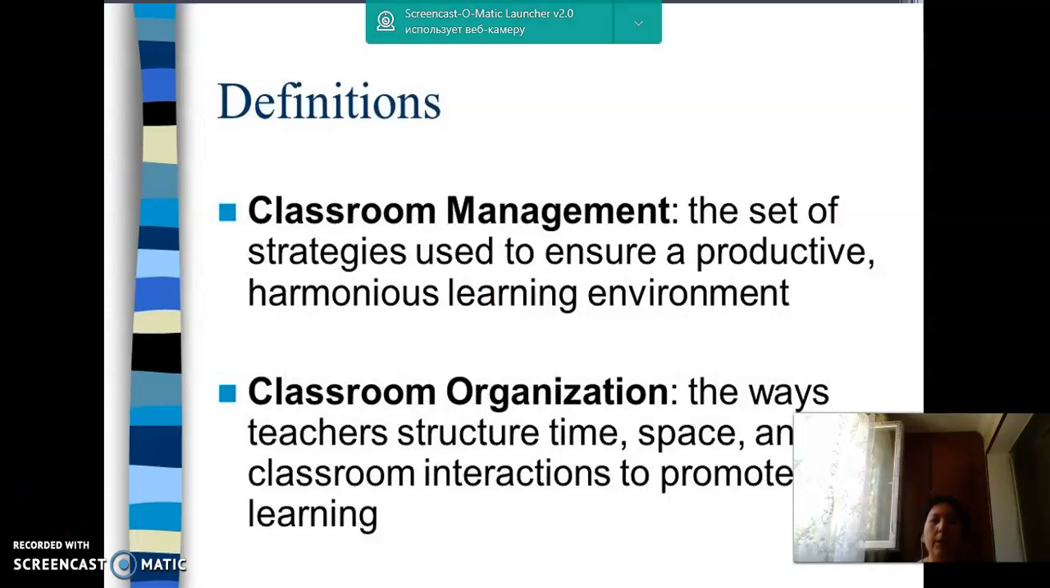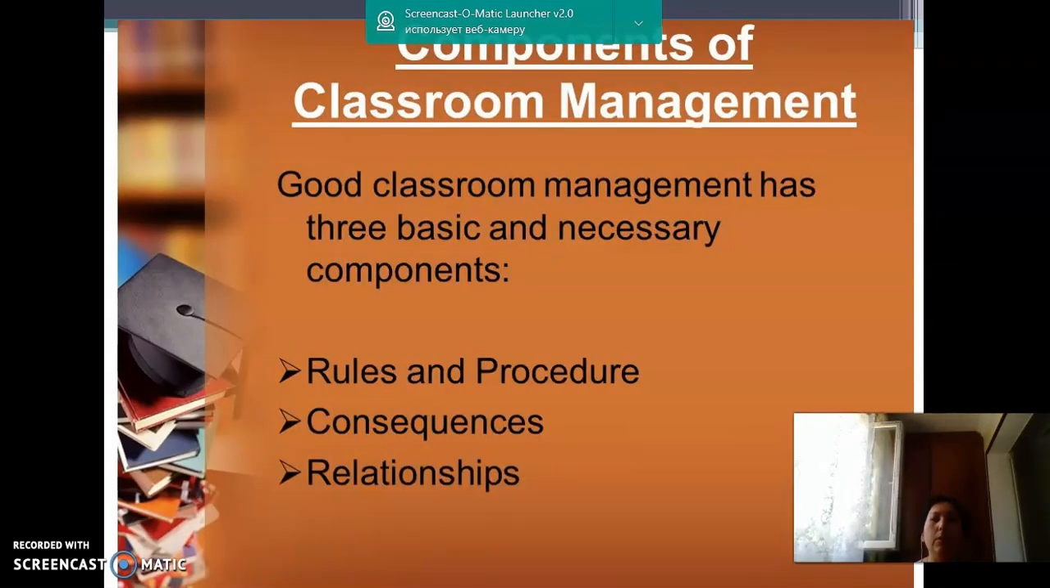Classroom management is a set of strategies used to ensure a productive, harmonious learning environment. Classroom organization is the ways the teacher structures time, space, and classroom interaction to promote learning. Good classroom management has three basic and necessary components: rules and procedures, consequences, and relationships.